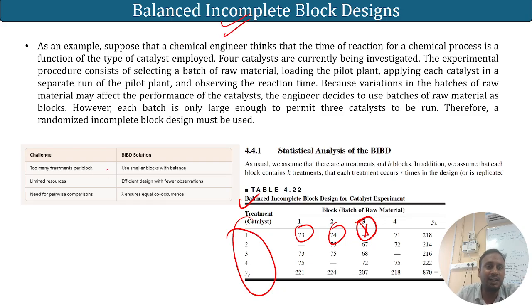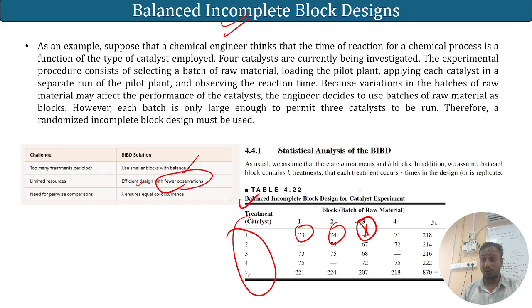Sometimes there are too many treatments per block. Sometimes if they have similar properties, we can't do it. So in that case, we are going to omit that particular treatment. So use a smaller block with the balance limited. And if we go with the Graeco-Latin square, the resources are going to be more and more. So in that case, we can go with an efficient design with fewer observations.